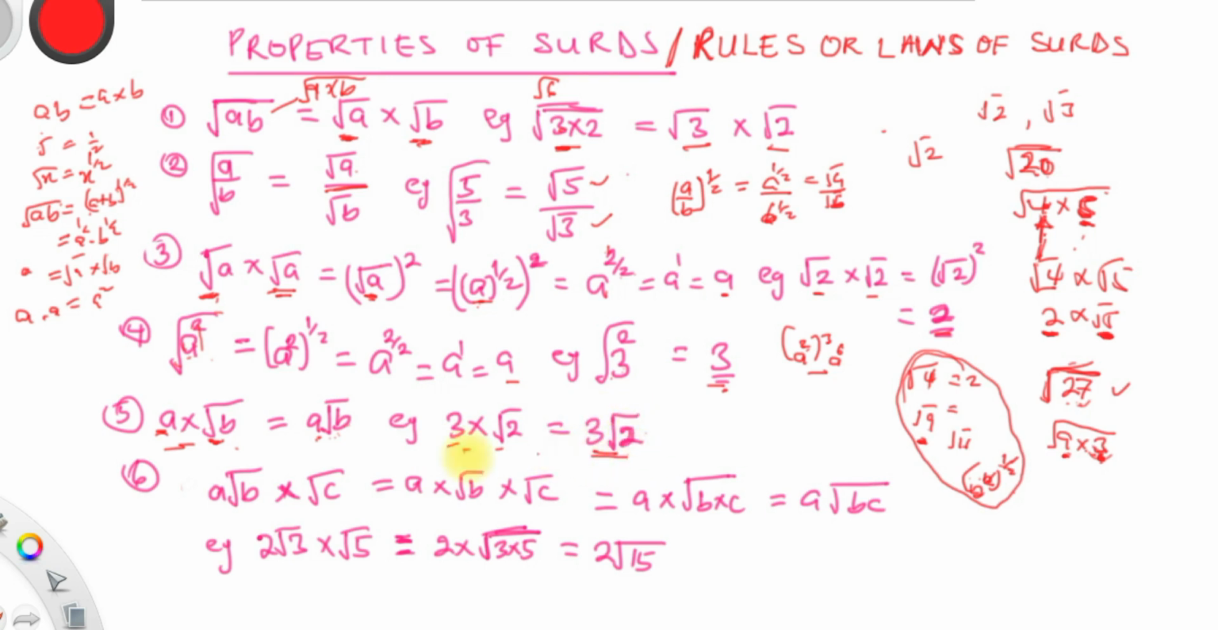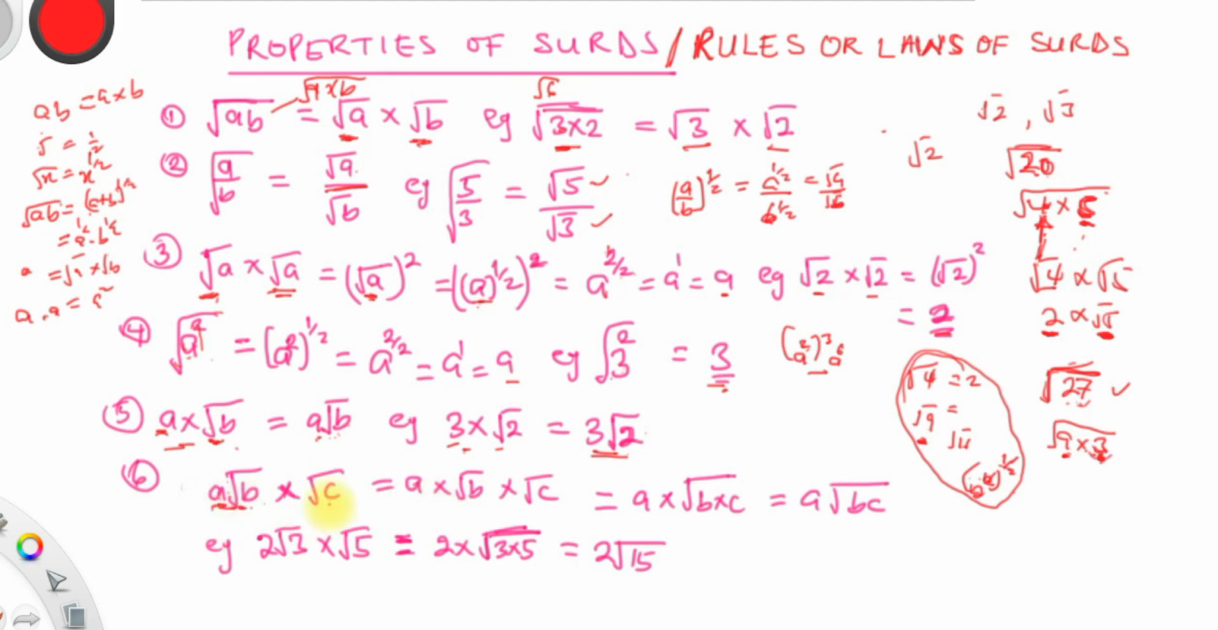Yes. So let's look at rule, property or law 6. If you have a number multiplying this surd, this means that it is the same as A times square root of B times square root of C. If you have these numbers, this means that this is multiplication.